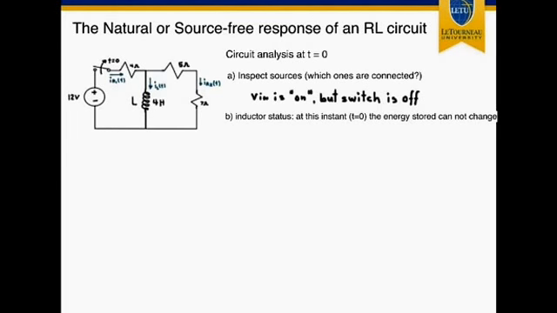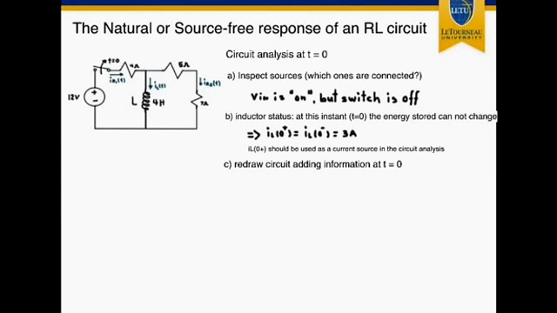Then we have to check the status of the inductor. We know that in time less than 0, the inductor was charged with a current of 3 amps. At the instant that the switch turns off, the energy in the inductor cannot be dissipated in 0 time. So we write that I sub L of 0 plus must be equal to I sub L of 0 minus, and that should be equal to 3 amps. Energy stored in the inductor is going to act as a current source in our analysis at t equals 0.